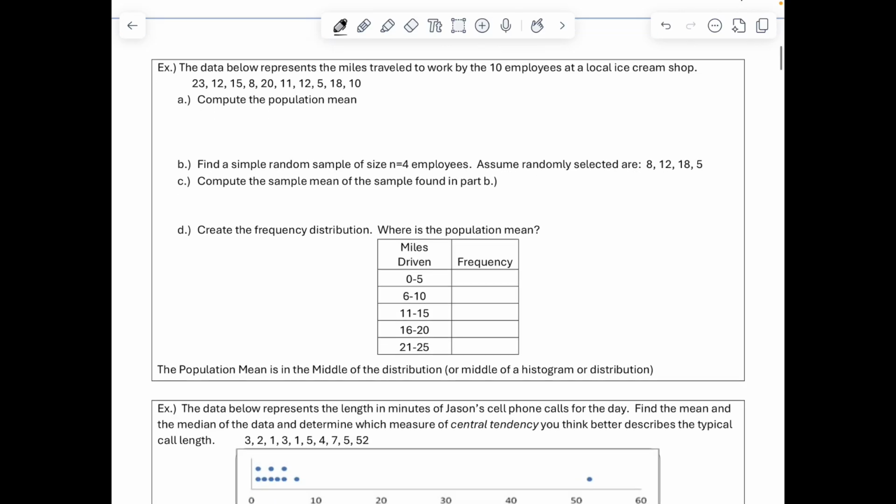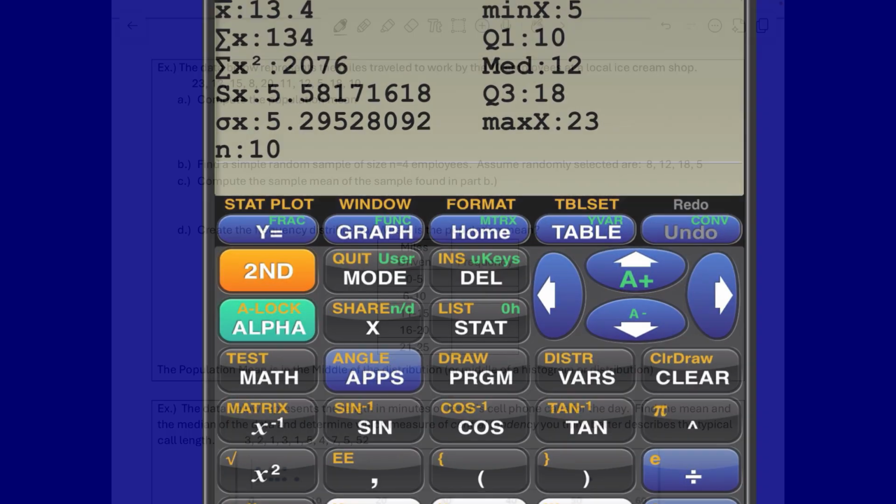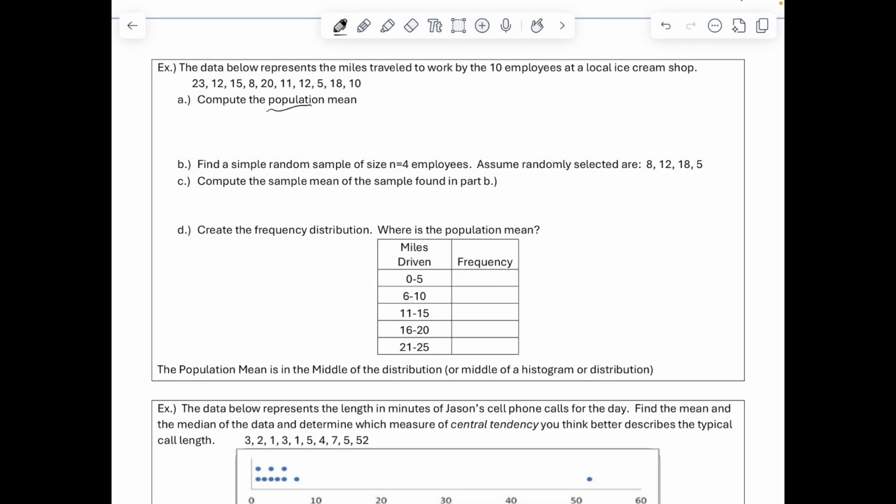On the next page, it says the data below represents the miles traveled to work by 10 employees at a local ice cream shop. And we just saw those same numbers in the previous example. It says compute the population mean. And so if you go back and look at what you were given on your calculator from this, the notation we're using for population will be μ, and this is going to be 13.4 miles.